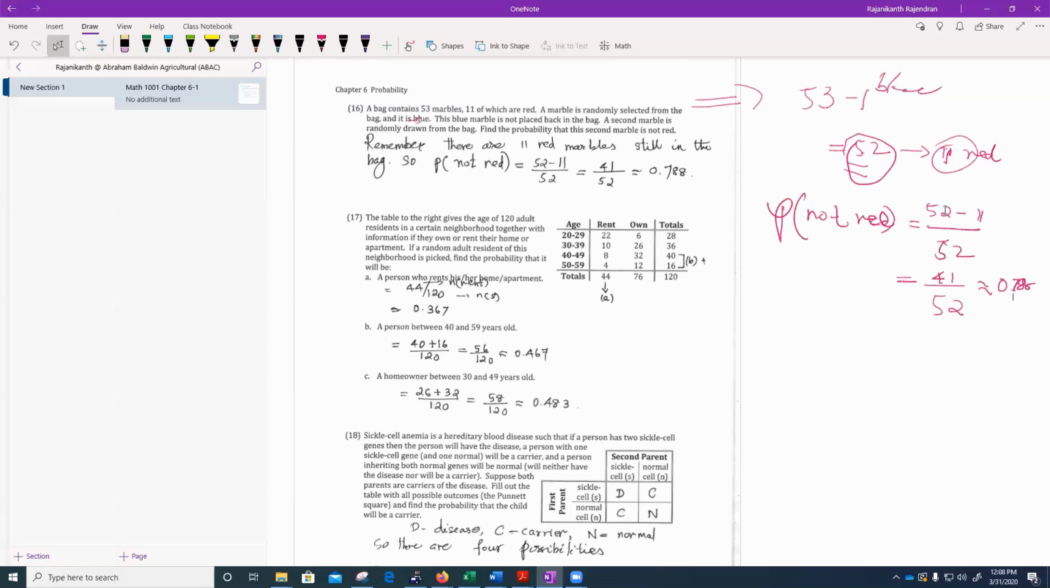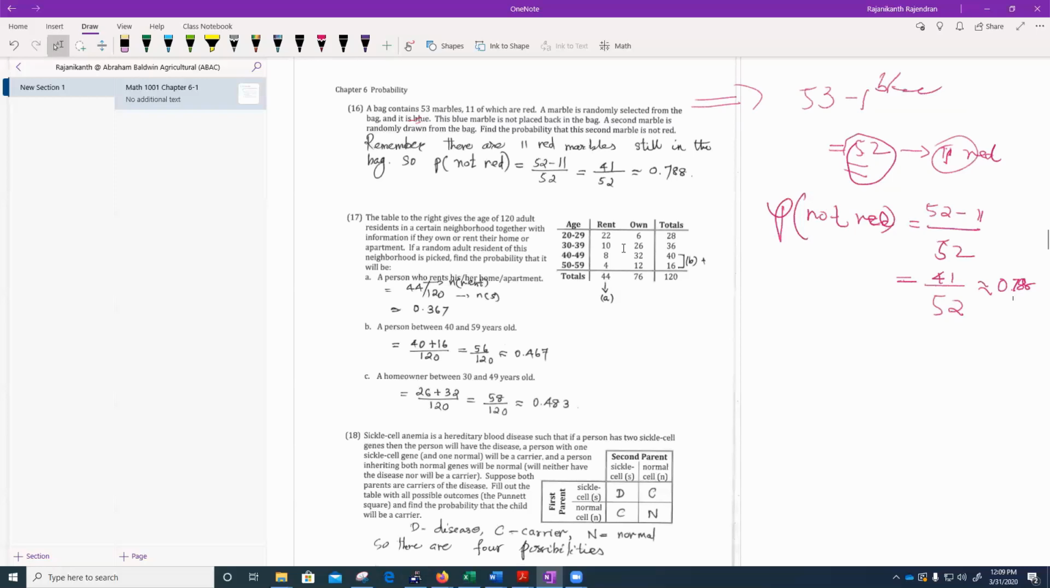Now number 17, you are given a table. So look at the table and give the answer. The table to the right gives the ages of 120 adult residents in a certain neighborhood, together with the information on whether they own or rent their home or apartment. So the table is given age-wise.